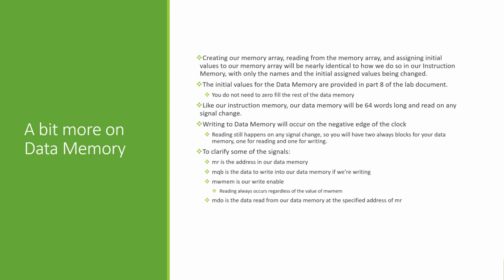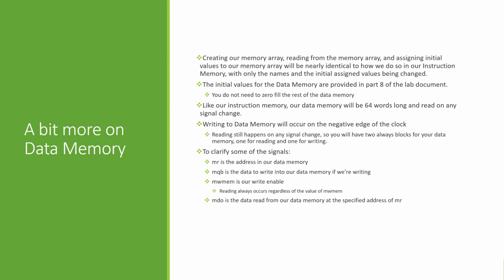The only things that are really going to change are the names of the wires and registers and the initial assigned values. The initial values that we're going to assign for our data memory are provided in Part 8 of the lab document. Note that you do not need to zero fill the rest of the data memory, you only need to implement values for those given in Part 8 of the lab doc. Like our instruction memory, our data memory will be 64 words long and will read on any signal change.